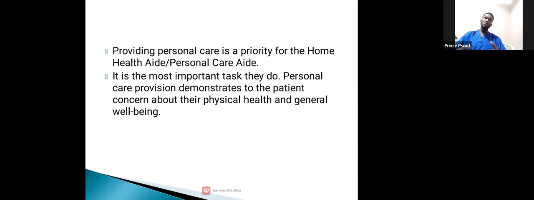And of course, we know that if you don't know how to take care of yourself, you can't take care of your patients. That is the truth. So learning to take care of your own personal hygiene, as well as transferring that to your patient. So we have to be concerned about their physical health and their general well-being.